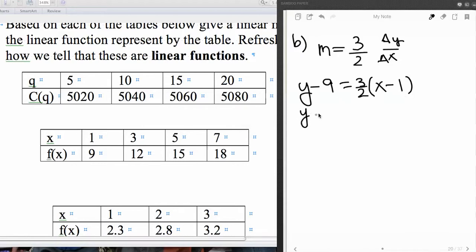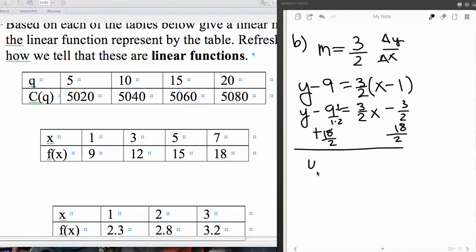And then we use distributive properties. So y minus 9 is equal to 3/2 x minus 3/2. And the only problem this time around is that we do have a fraction. So we're going to add in, and I'm going to make 9 into halves, right? So this is 18/2 here. So I'm adding 18/2 to both sides. So adding 18/2 in over here, and that's going to give me y is equal to 3/2 x plus 18 minus 3, which is 15/2.